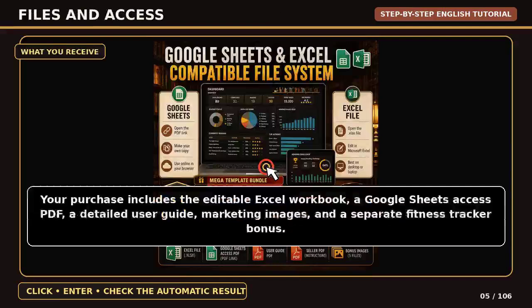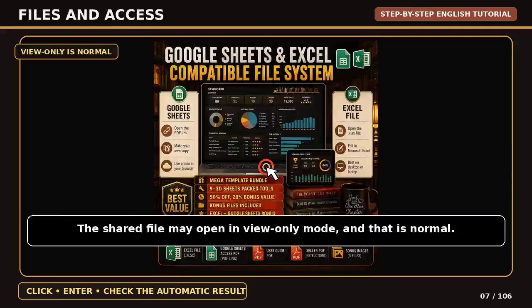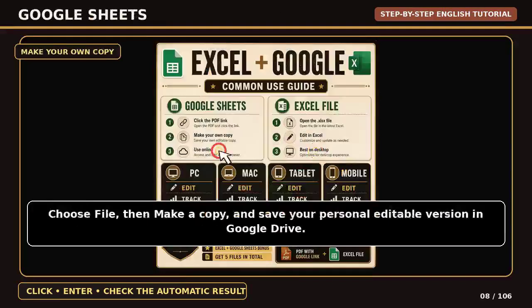Your purchase includes the editable Excel workbook, a Google Sheets Access PDF, a detailed user guide, marketing images, and a separate fitness tracker bonus. For Google Sheets, open the Access PDF and click the large template link. The shared file may open in view-only mode, and that is normal. Choose File, then make a copy and save your personal editable version in Google Drive.